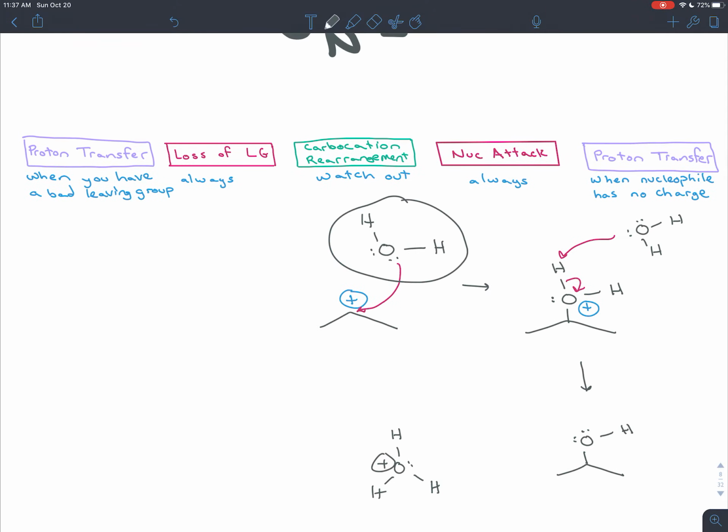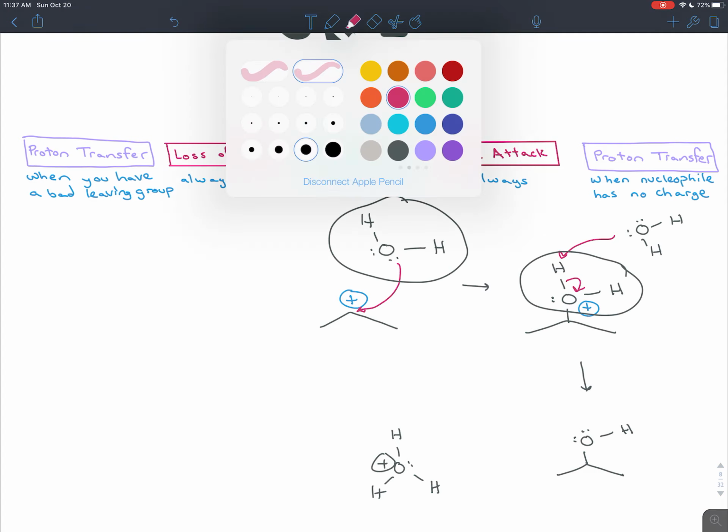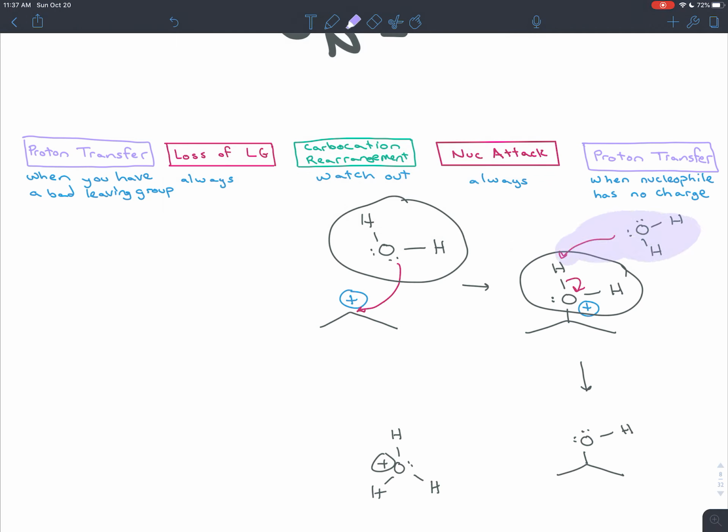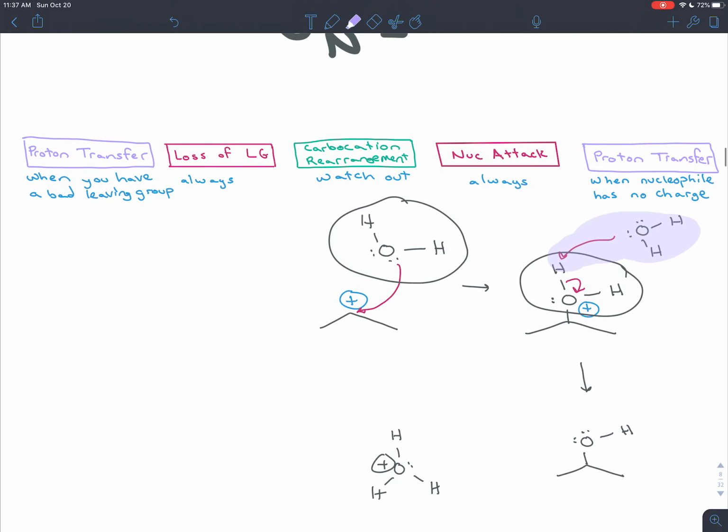So you could see how if you start out with a neutral nucleophile, a nucleophile that has no charge, it ends up with a positive charge after it attacks the electrophile. And so you have to do this proton transfer in order to give it back its 0 charge. Okay, so now we have this complete SN1 idea. Let's just do some practice recognizing when we would have to do this proton transfer at the end.